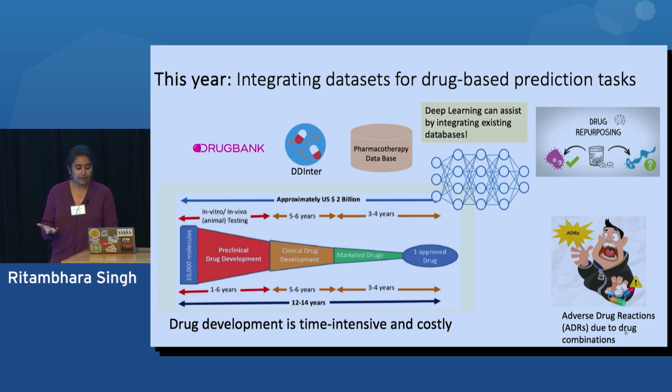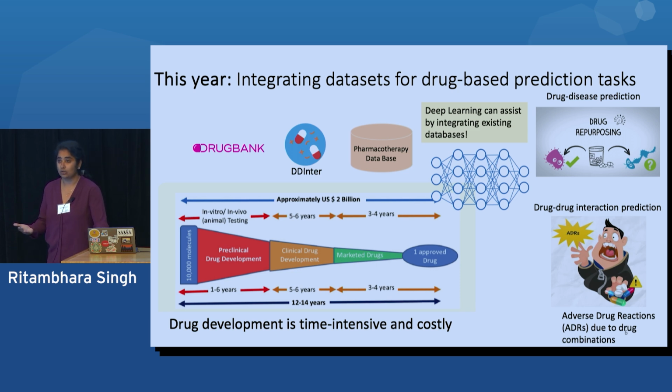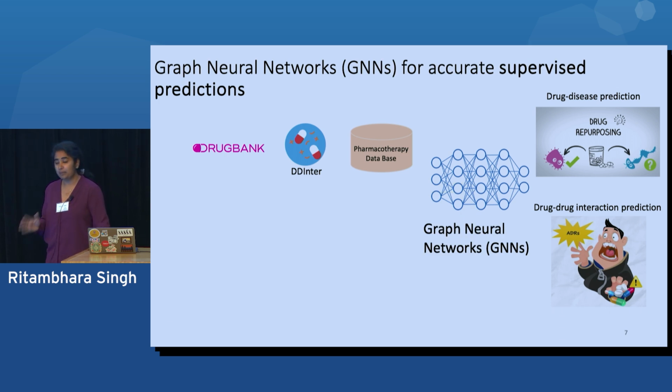And the idea here is, how about we use deep learning to integrate all these existing data sets and leverage all the information that we have to make accurate predictions. Those predictions could be drug-disease prediction for drug repurposing, or drug-drug interaction prediction to determine whether the drugs have side effects or not. And this is not a new idea. There's a lot of work done in this space.